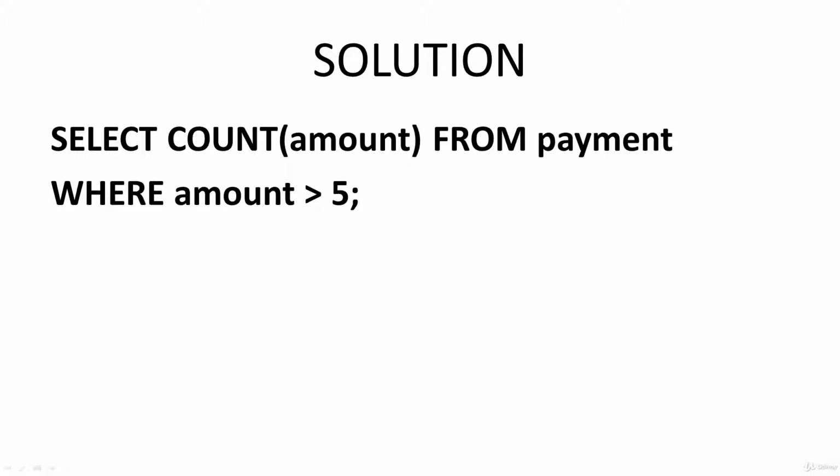So that's taking a couple of concepts, just the general concept of selecting from, that very first thing we learned, then the concept of counting the amount column, and then using where along with some sort of comparison operator to filter out which amounts we were looking for. So again, that was select the count amount column from payment table where amount is greater than 5. Remember to put that semicolon in to end your query.